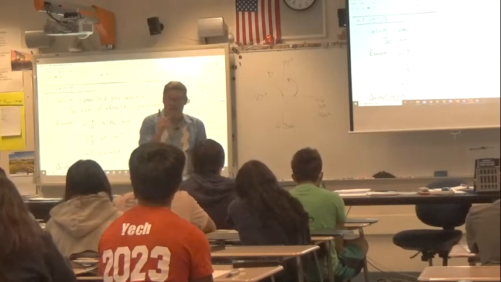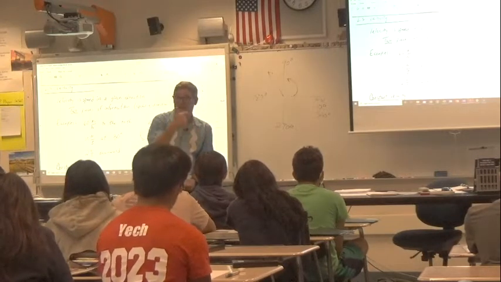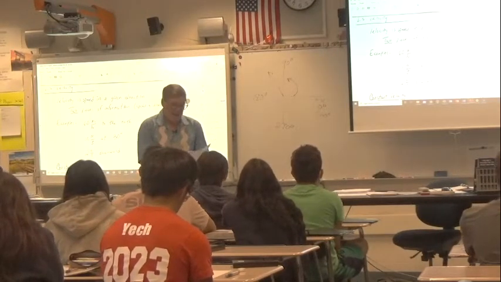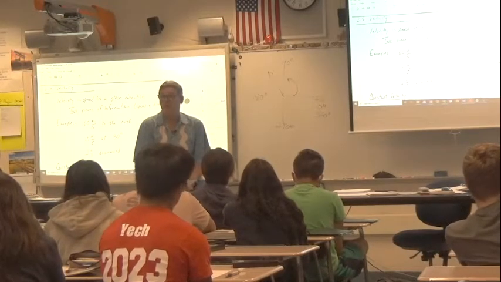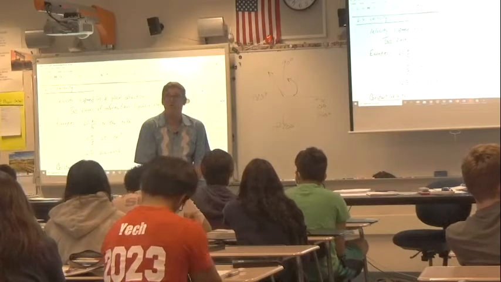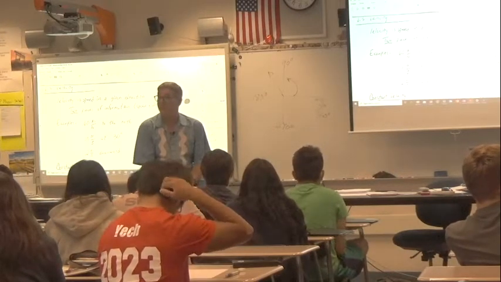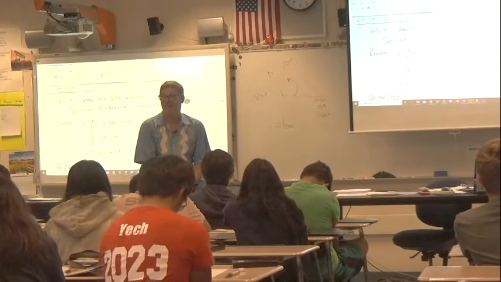Okay, so since velocity has two parts to it, speed and direction, if I have constant velocity, if I say I'm moving at constant velocity, not only does that mean I'm moving at the same speed all the time, but it also means I'm going in a straight line because my direction is not changing either.